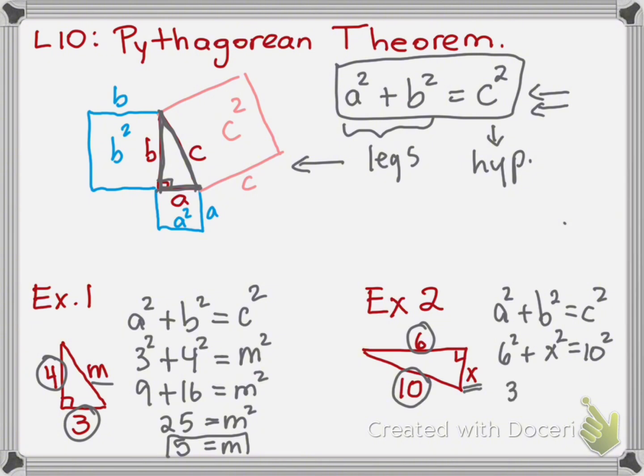So in this case, we have 36 plus x squared equals 100. Now, if we pass to subtract, we have 100 minus 36, which is 64. And the square root of 64 is 8. So in this case, x equals 8.